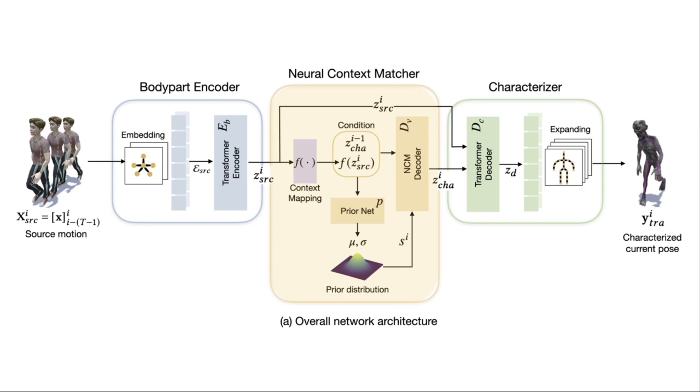The last step of MOCHA is Characterizer. The source feature and character feature generated in NCM is passed on to character transformer decoder in Characterizer. The inner structure of it looks like this.